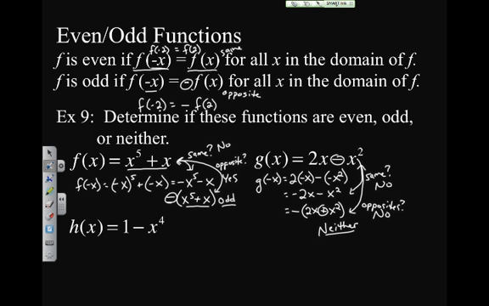And finally, for h of x. h of negative x is equal to 1 minus (negative x) to the fourth. Well, (negative x) to the fourth, when we simplify that, that's still going to be, forget that, 1 minus x to the fourth. And notice now, are these the same? Yes. Since they are the same, that is an even function, and that is the answer for h of x. h of x is an even function.